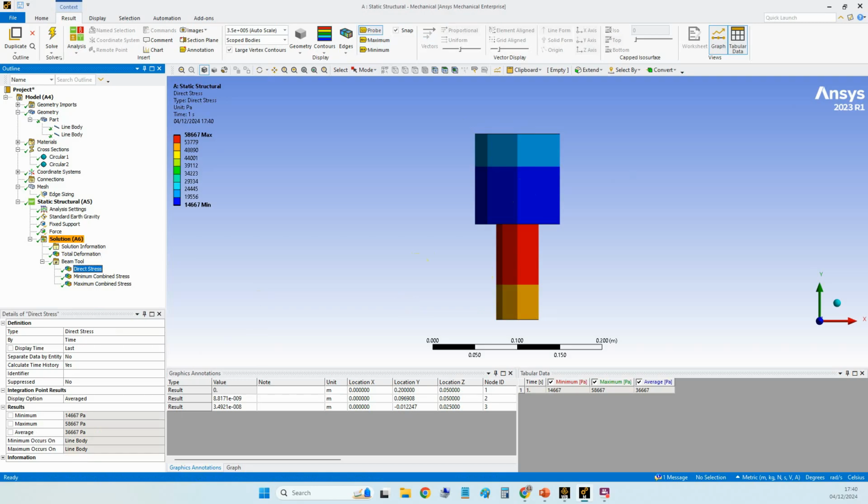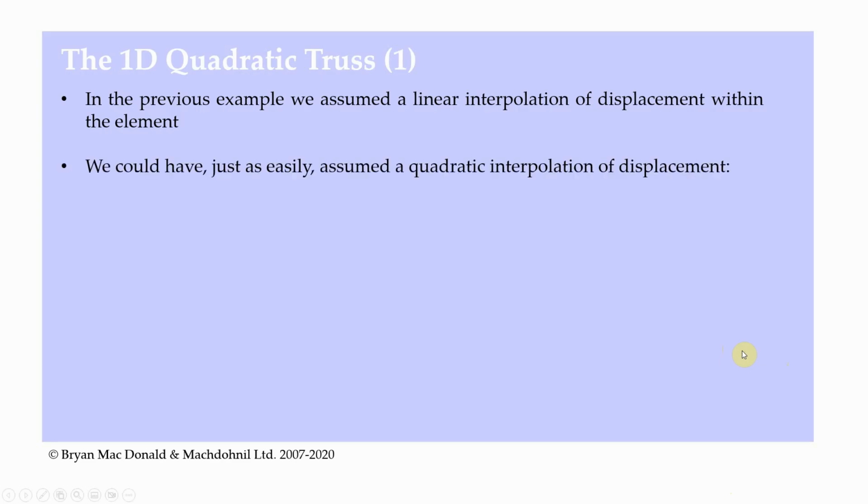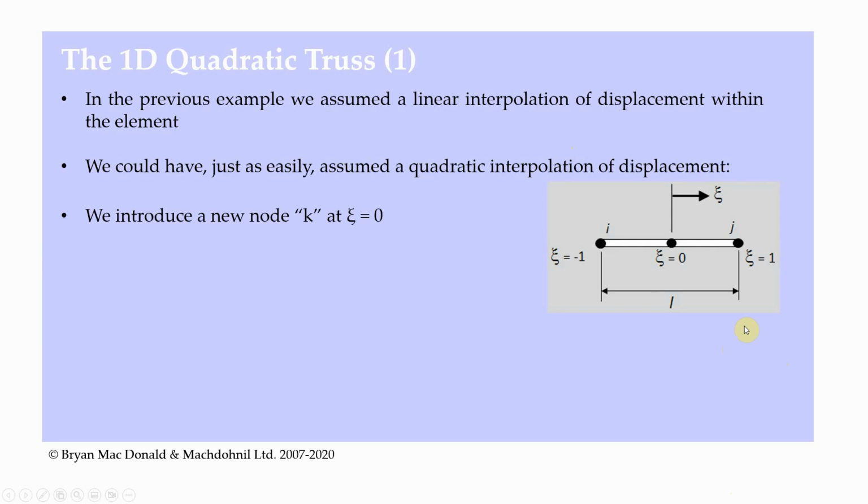So in the previous example, we assumed that there was a linear interpolation of displacement within our one-dimensional truss element. But we also could have assumed a different interpolation. We could have assumed, for example, a quadratic interpolation of displacement. So let's look at how that would affect things.